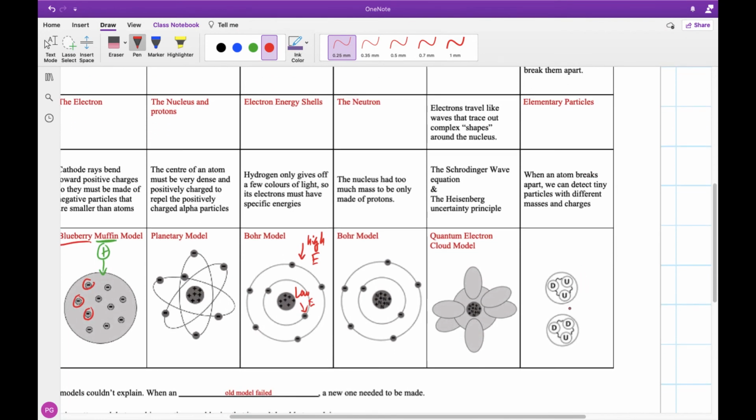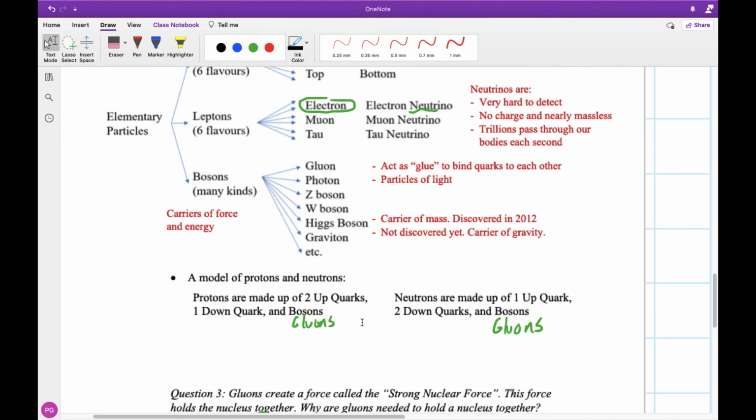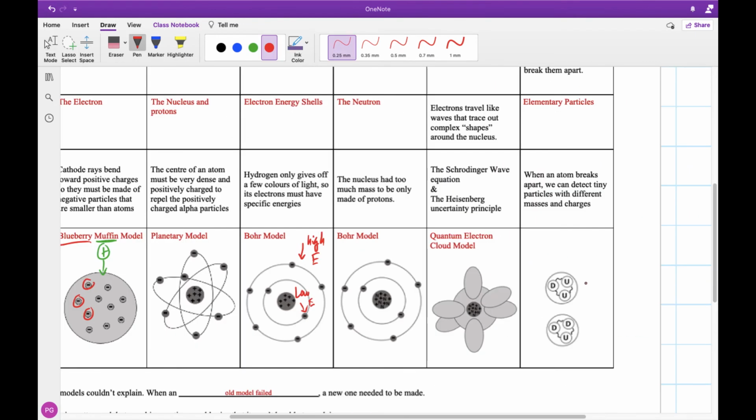So for instance here, we have some pictures of one down and two up quarks, and two downs and one up quark. These would be our proton and our neutron. If we go back to the notes from last time, we see that protons are 2 up, 1 down, and neutrons are 1 up, 2 down. So this would be our proton, and this would be our neutron.